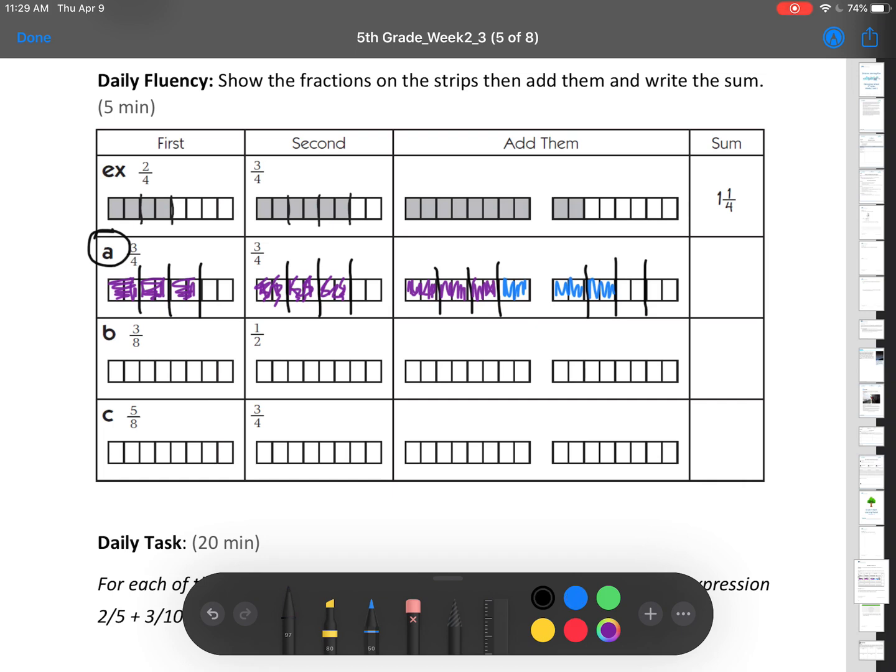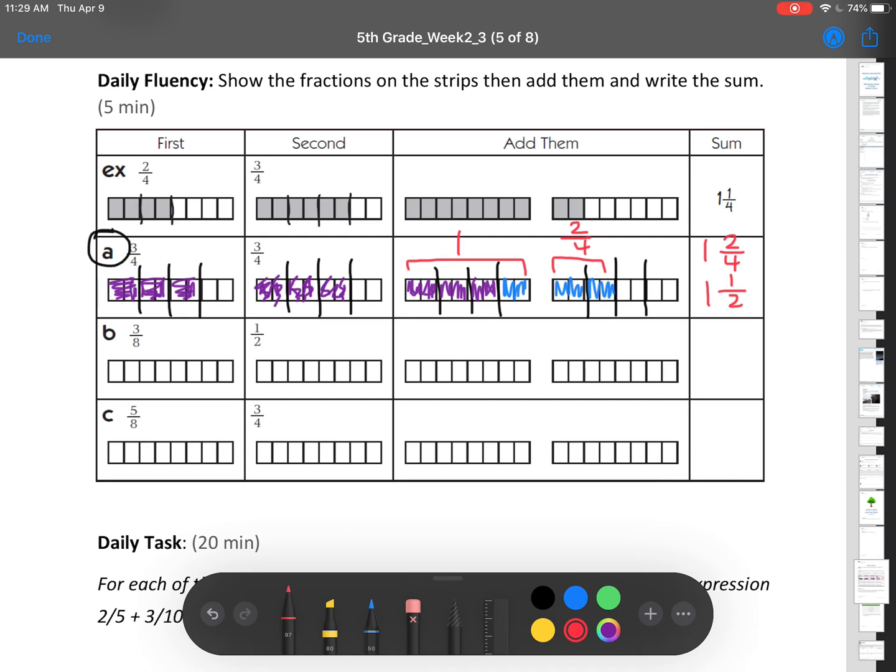So now I'm going to add those up all together. So I know that here I have 1 whole, right? Because I've shaded in this one thing. And now here I have 2/4. All right. So this is going to give me the fraction 1 2/4, which we know is the same as 1 1/2. All right.